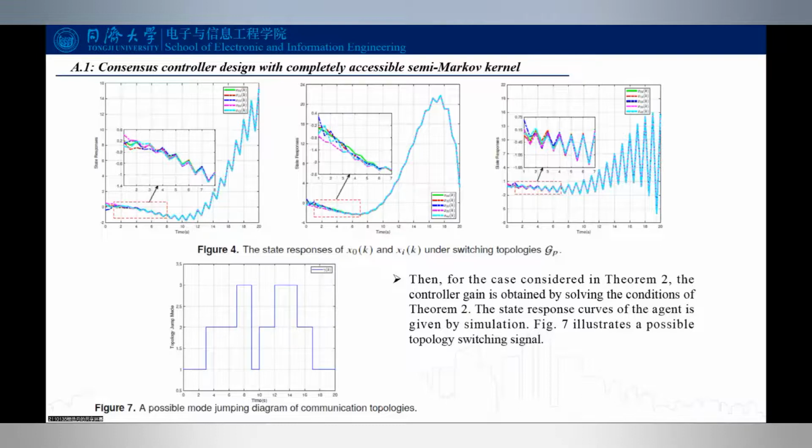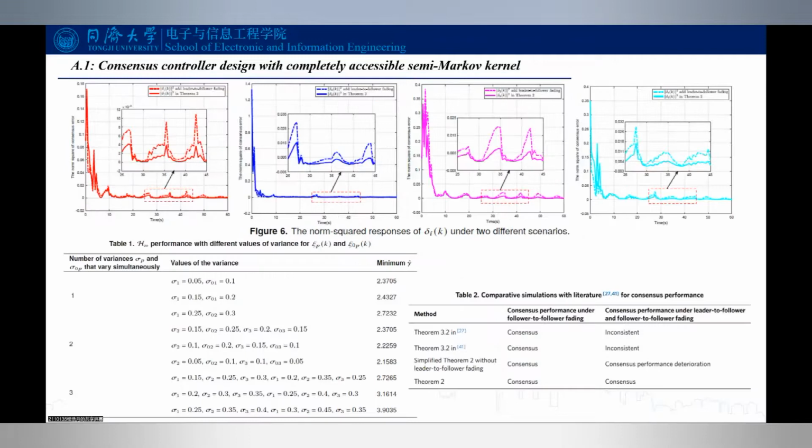Further, for the case considered in theorem 2, by solving the conditions of theorem 2, we can get the controller gains. The state response curves of each agent are given as figure 4. Figure 6 shows the norm squared responses of delta ik in the two different scenarios. Table 1 and Table 2 give the comparison of H infinite performance in this paper and consensus performance with existing literature, respectively. According to the simulation result, it can be concluded that the controller design in this paper is more general and effective.